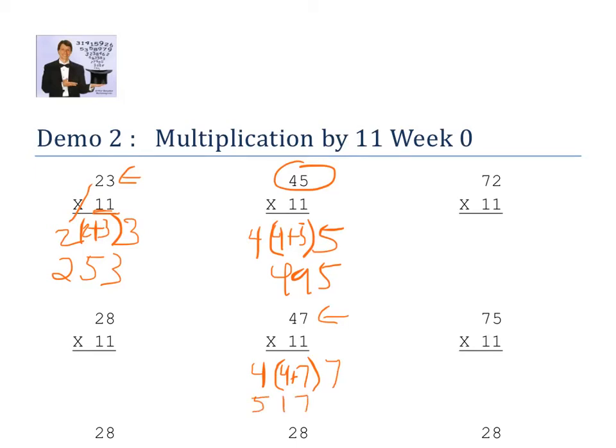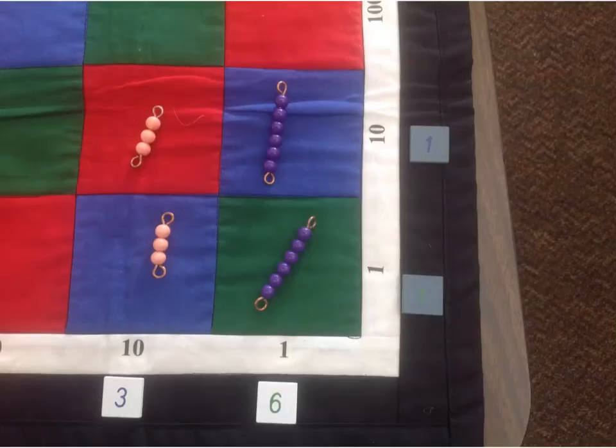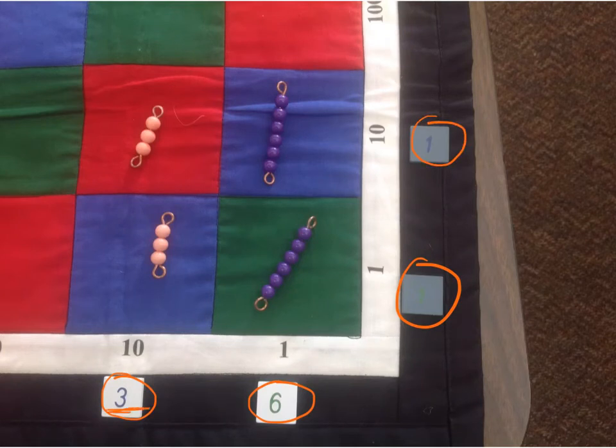Why is this? Here we have the checkerboard set up. We're multiplying 36 by 11. So we're multiplying 3 tens and 6 ones by 1 ten and 1 one. And when we look at our board, we see we've used the Montessori colors. So this square has the ones by ones. It's in green, it gives us ones.